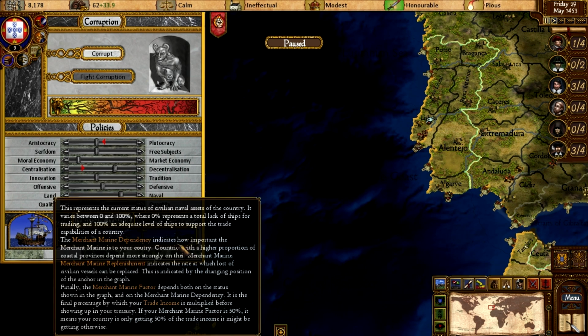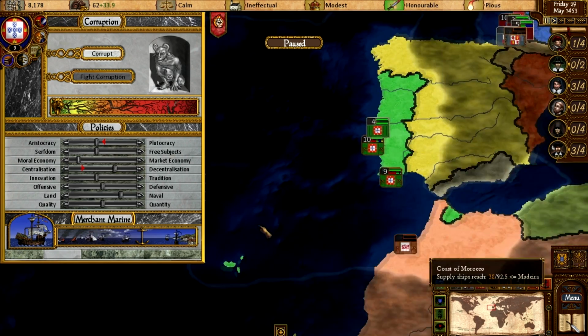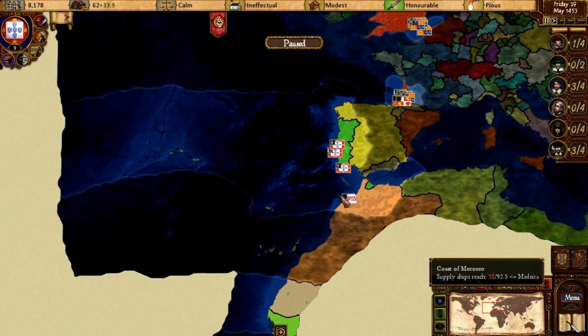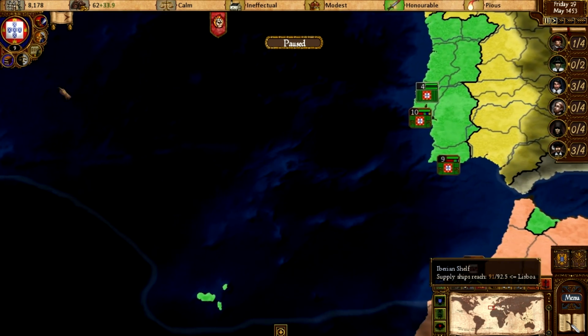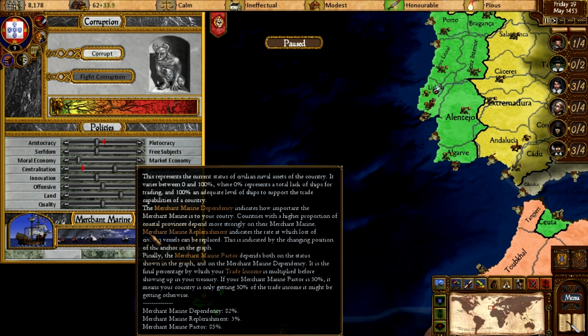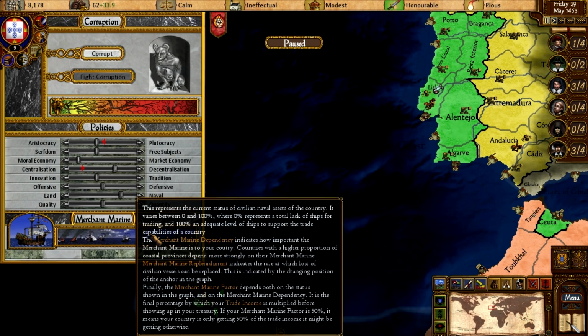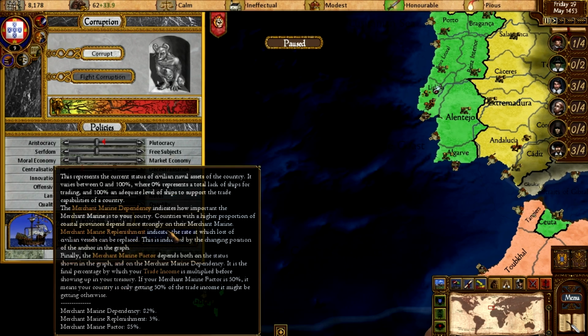And finally we have the merchant marine, and the merchant marine is very important for Portugal, because Portugal has many coastal provinces, so it depends a lot on trade income that comes from the seas, and so the merchant marine factor is very important. As you can see, the merchant marine dependency of Portugal is about 82%. That is a very high number. And the merchant marine can be negatively affected by war and by piracy and by other kinds of events, and the merchant marine will replenish over time.